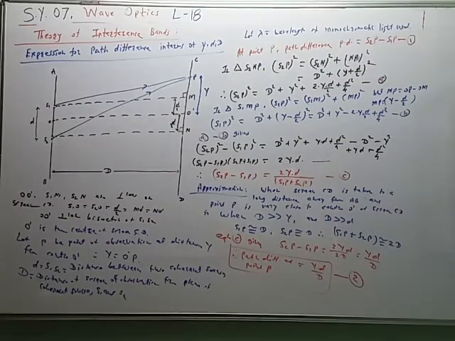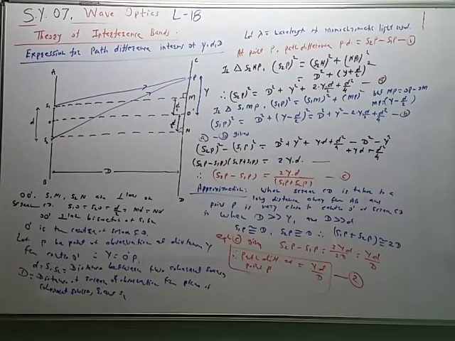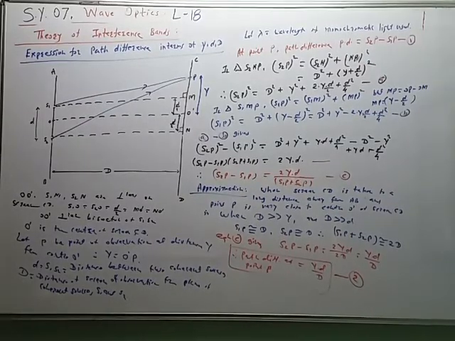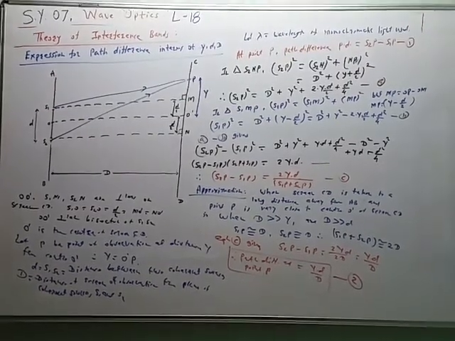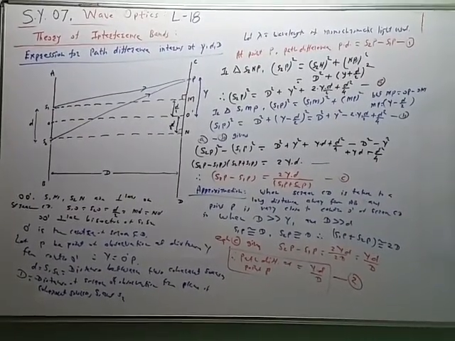Now we know the expression for the path difference. Now to see the position of the bright and dark band, for the bright band we know the condition of path difference: path difference is equal to an even multiple of lambda by 2, and for the dark band path difference is equal to an odd multiple of lambda by 2. So by combining this condition with equation 2, we can get the position of the bright and dark band like this. So this is the mathematical part.